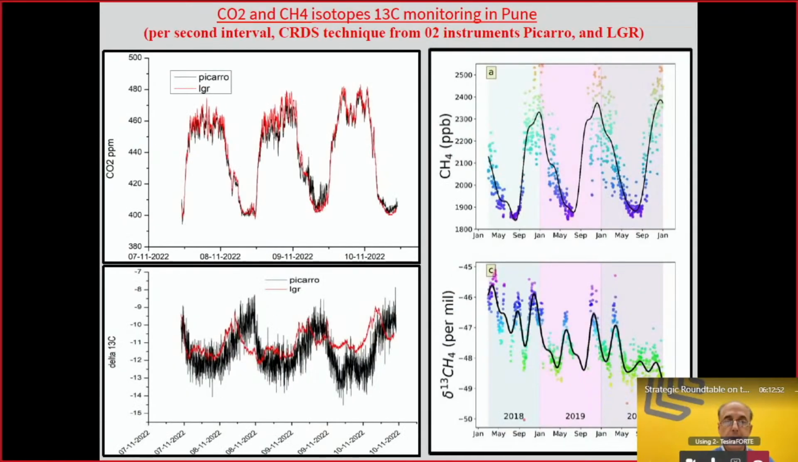Next. This is a very important plot. We have started isotope monitoring recently, maybe in the last 3-4 years. So we are measuring delta 13C of methane and CO2, and we have compared two different techniques, two different instruments. On the top left, if you can see, it's delta 13C of CO2, carbon dioxide, from the two instruments, and below it's delta 13C of methane from two instruments. Why are we measuring? Because these isotopes are used to understand the different sources. So we can partition the different sources using these isotopes.